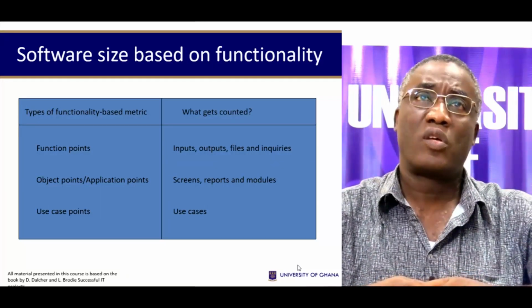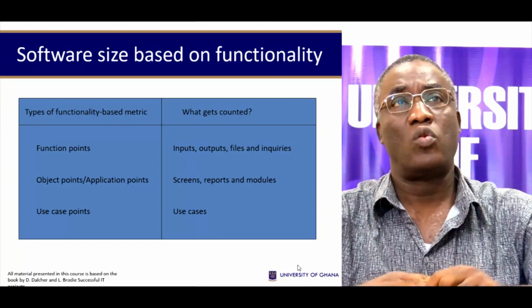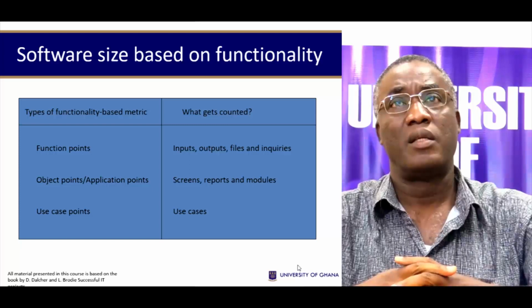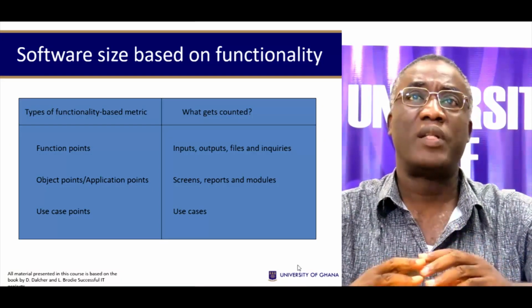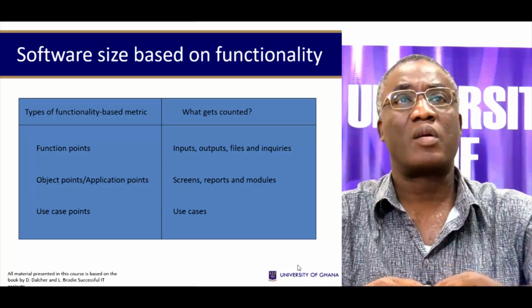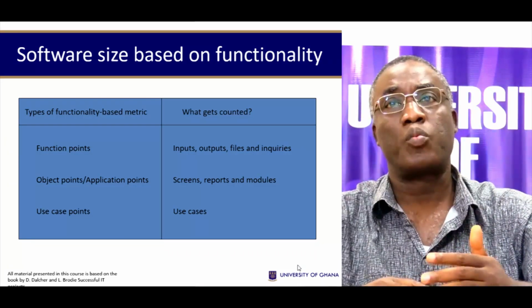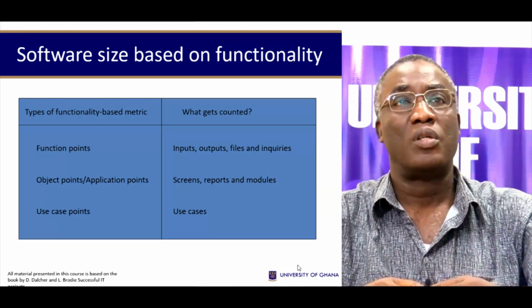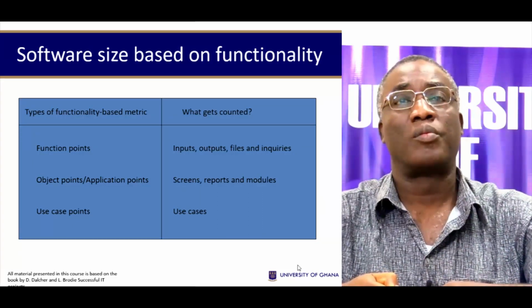We can also estimate software size based on functionality. So we can look at the types of functionality and then what gets counted. Function points, so inputs, outputs, files, and inquiries, for example. Object points or application points: screens, reports, modules. Use case points, which would involve use cases, for example.